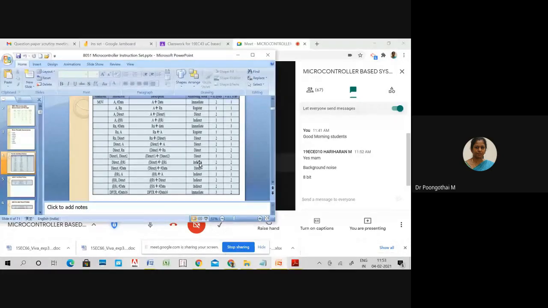It is under direct addressing mode. The previous one was the indirect addressing mode, and here MOV direct comma hash data requires 3 bytes of addressable memory, and it also requires 2 machine cycles to execute. So what is the operation? MOV direct comma hash data.